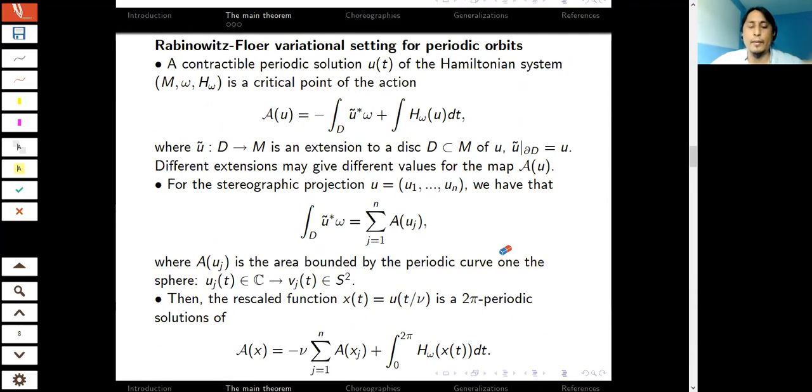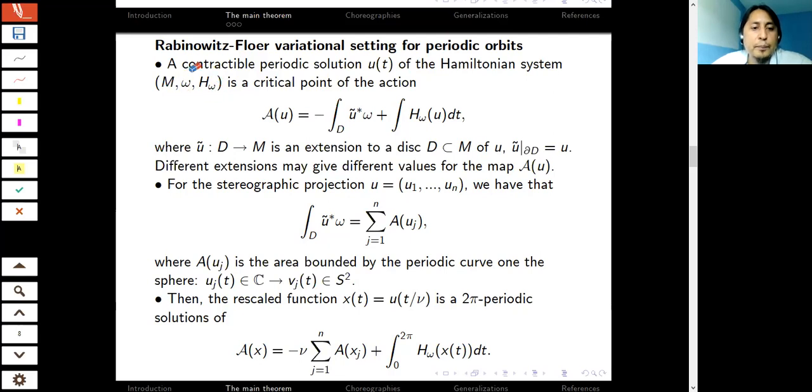I'm going to start with a variational setting for the problem of finding the periodic solutions. A nice variational setting for finding the periodic solutions of a Hamiltonian system is what people now call the Rabinowitz-Floer variational setting. Suppose that I have a contractible periodic solution U of t of this Hamiltonian system in the manifold (M, omega), and here I have a problem of notation. Omega here is the symplectic form, and omega here is the frequency of rotation of the relative equilibrium.